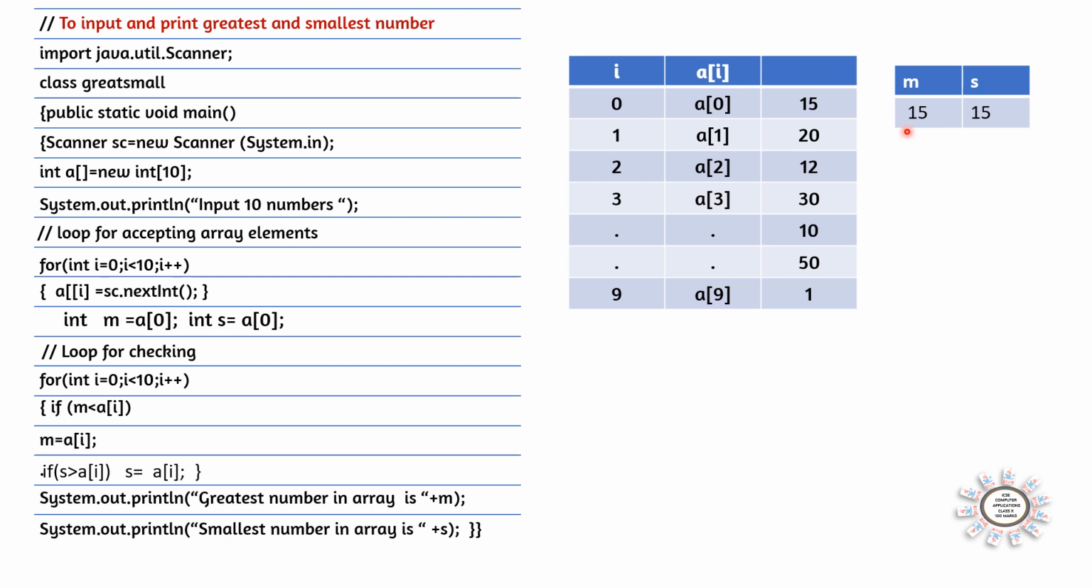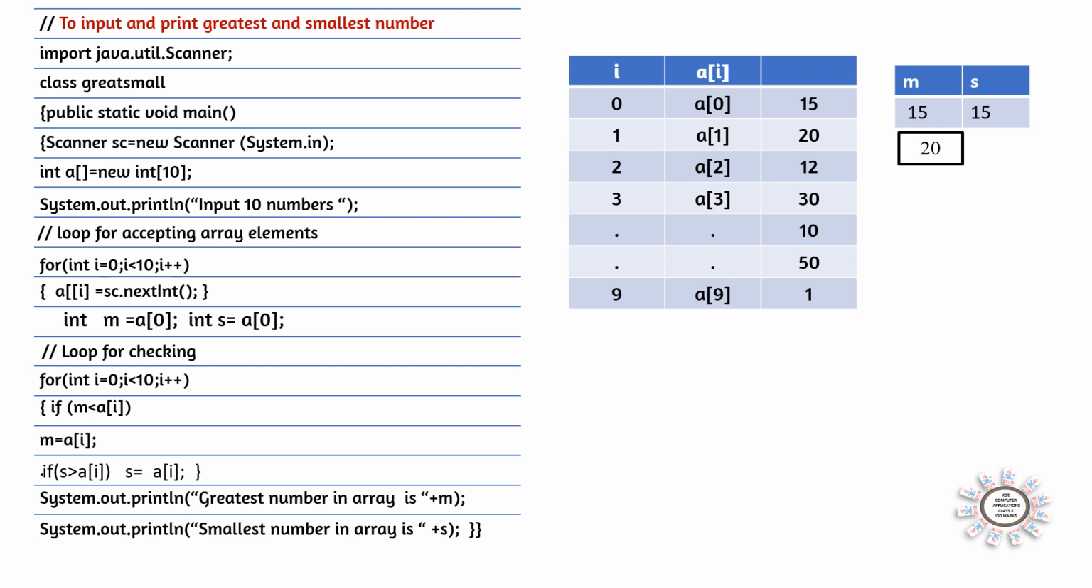So here we can see now after the first number, take the second number 20, and when we are checking, m is smaller than 20, that means a of i is the biggest number, a1 is the biggest number and m is the smallest number. So if this condition is coming, m is equal to a of i, that means this number will be stored in the variable m. That means 20 will be stored in m.